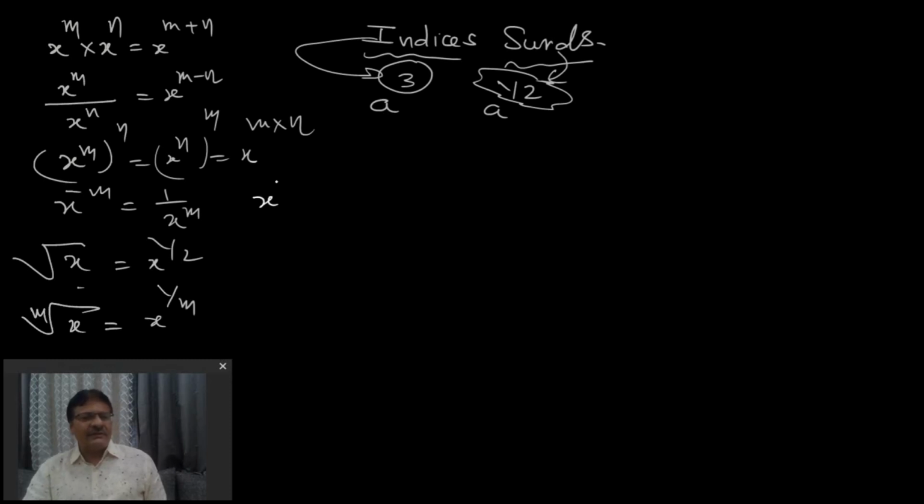One more thing, anything power 0 is always treated as 1. Is that clear, guys? Now next point, x power m equal to y means x equal to y power 1 by m. If the power transfers from one side to the other side, then it becomes the reciprocal. Is that clear? No issues in that.